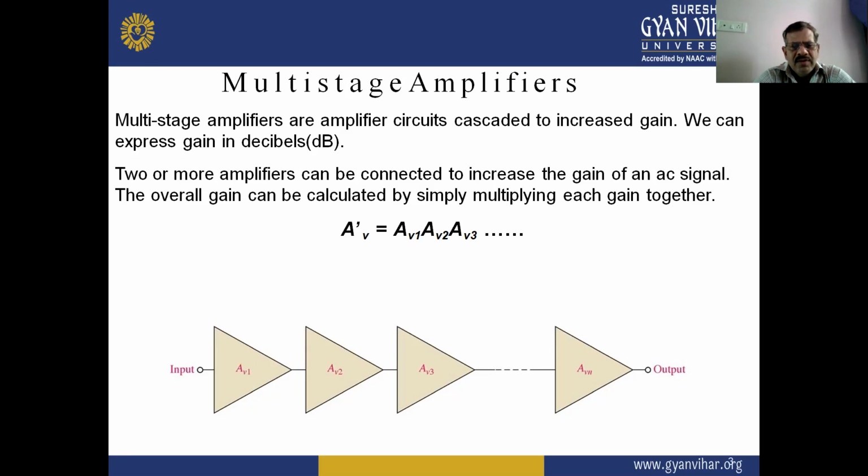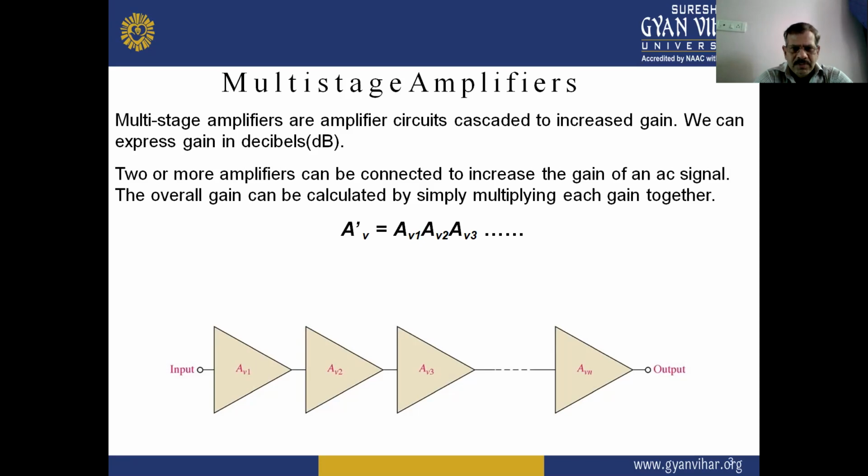Two or more amplifiers can be connected to increase the gain of an AC signal, and also we connect two or more than three amplifiers by the R or C coupling components, and the overall gain can be calculated by simply multiplying each gain together.